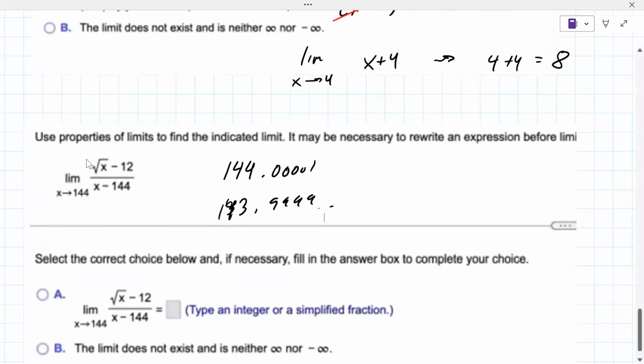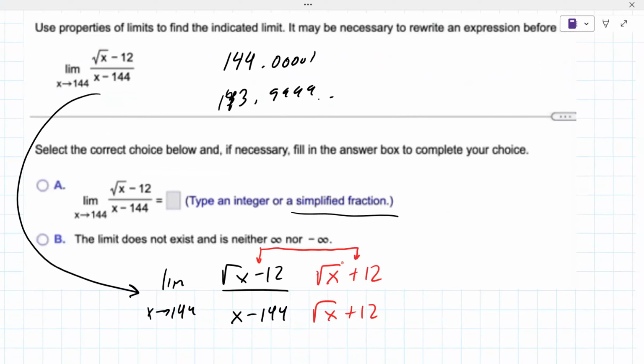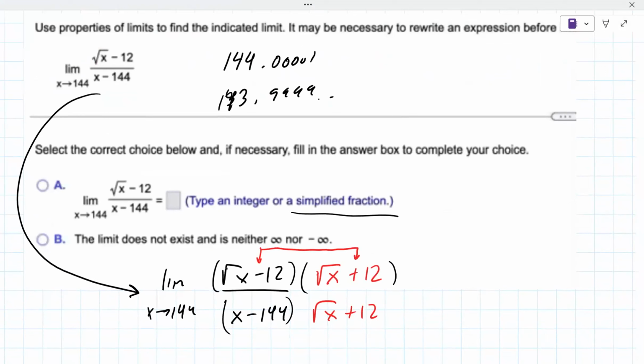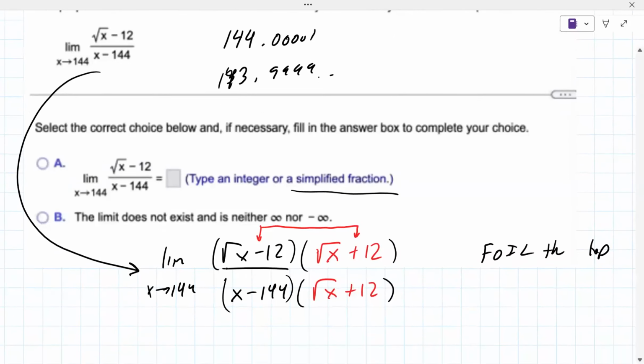you have to multiply by what's called the conjugate. So the conjugate of the numerator is square root of x plus 12. And you have to multiply the top and the bottom by that. Now, why is it the conjugate? It's because of this change right here, the negative to the positive or the positive to the negative. Okay, now you do want to FOIL the top, but not the bottom.